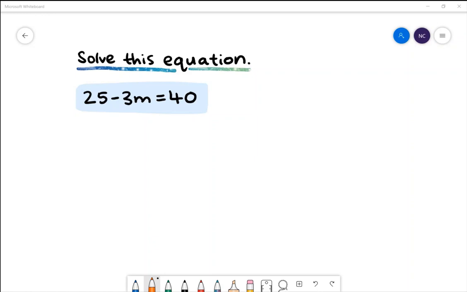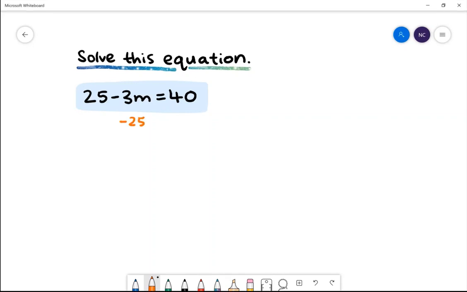Here's our next example. Solve this equation. 25 subtract 3m gives us 40. We want to get negative 3m by itself. That's the term with m in it. We want to do the inverse of plus 25 on the left-hand side, which will be subtract 25. So we'll subtract 25 on the left-hand side and subtract 25 on the right-hand side.